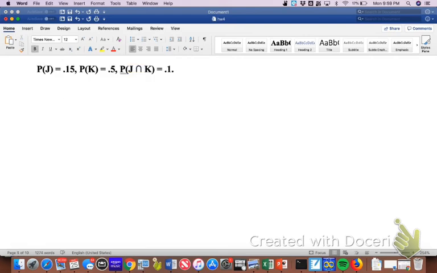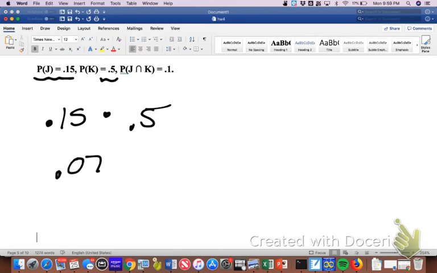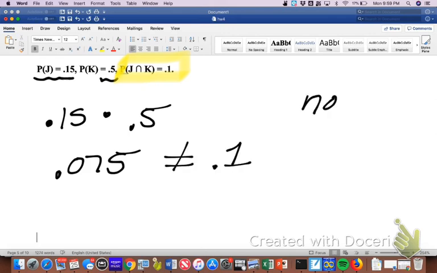One more, last but not least, you try it out. Okay, I'm going to assume you've done that. So I'm going to take the individual probabilities of J and K happening, and multiply them together. If I get 0.15 times 0.5, that gives me 0.075. That is not the same probability that is given to me for both of them occurring together. So therefore, these are not independent events.